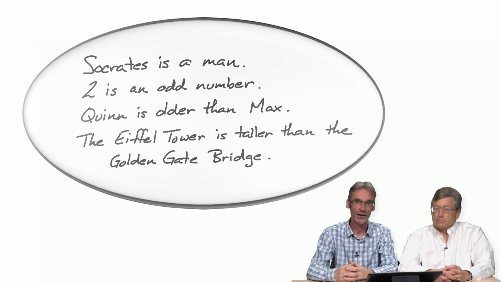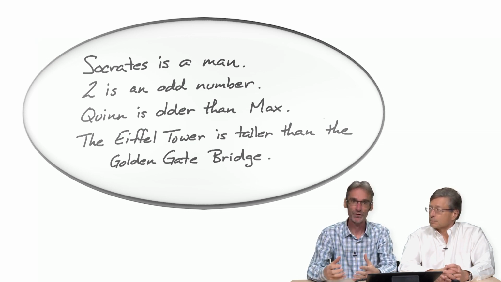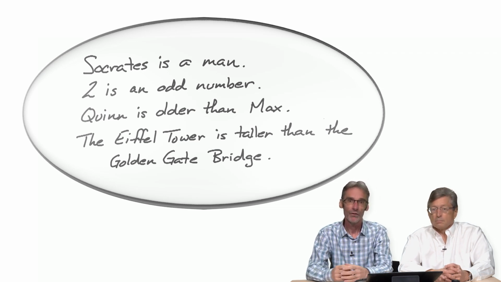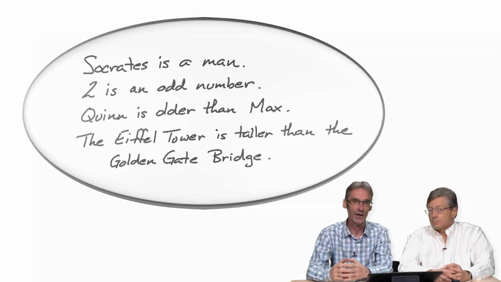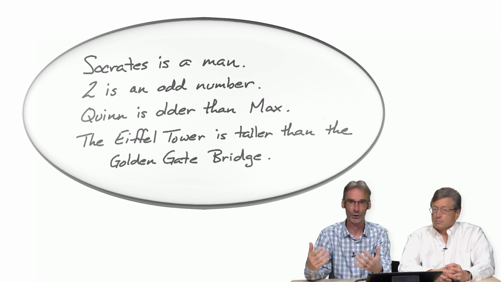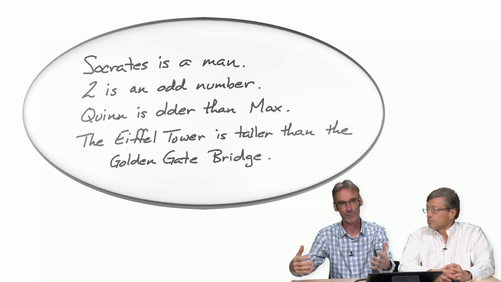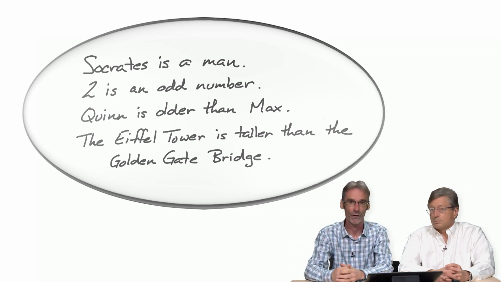The first 2 of these sentences ascribe properties to a single object. For example, Socrates is a man is a sentence that says of the object named by the word Socrates that that person is a man. And 2 is an odd number says of the number 2 that it's odd. The second 2 sentences assert that there's some kind of relationship between 2 objects. So Quinn is older than Max invites us to find the object named Quinn, the object named Max, and to see whether one is older than the other.